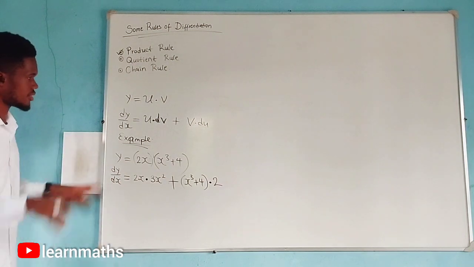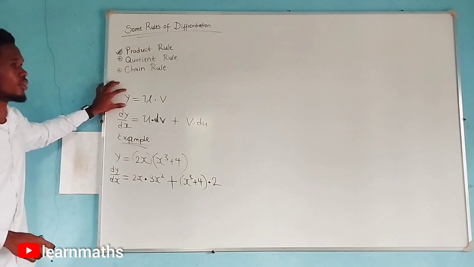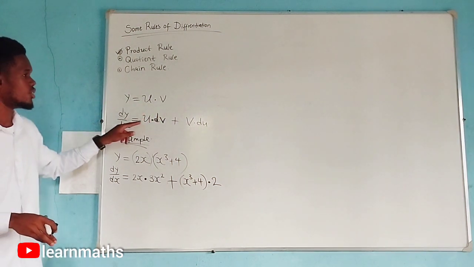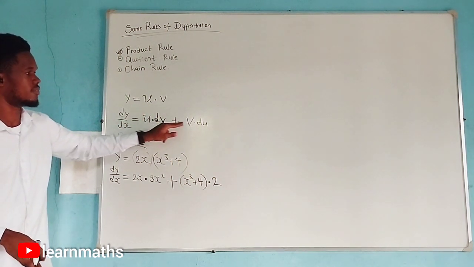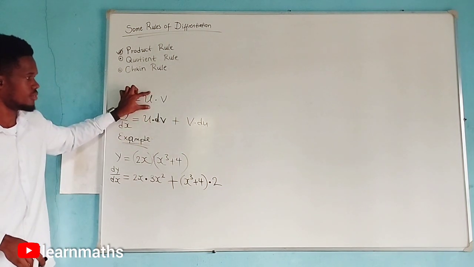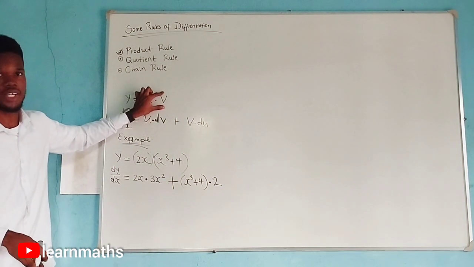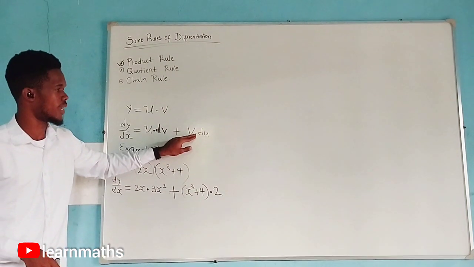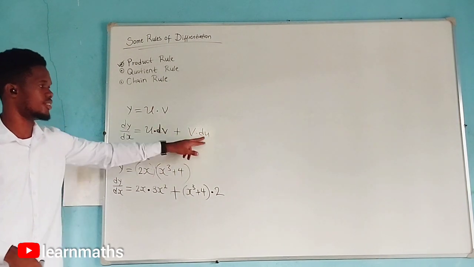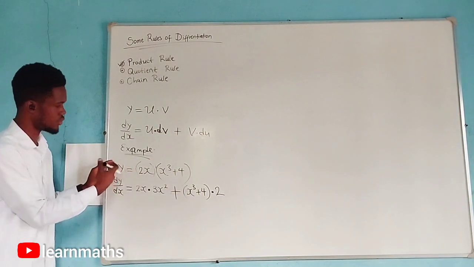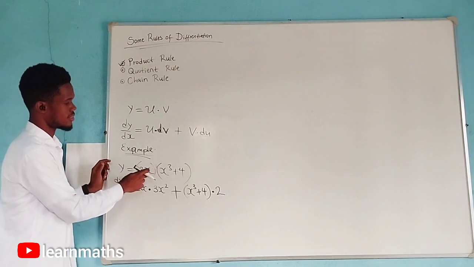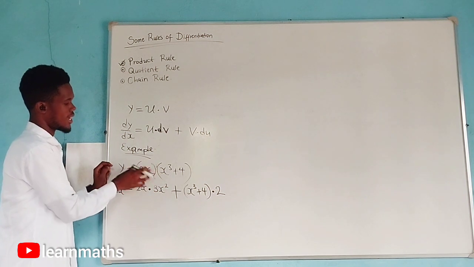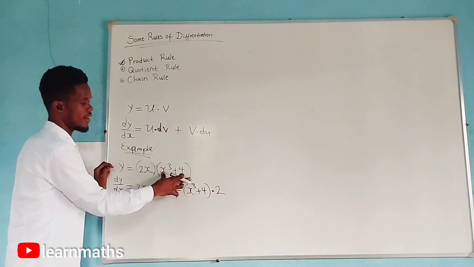Alright, let us review what we did. We said when you have a product of two terms, uv, the differential of that function is going to be u dv plus v du. Now u is u, dv is the differential of v, plus v, that's just v, multiplying the differential of u, that's du, right? Alright, so now we took this example, y equal to 2x multiplying x raised to 3 plus 4. Now this first term here is our u, and this second term is our v, right?